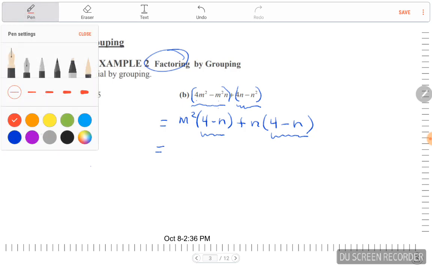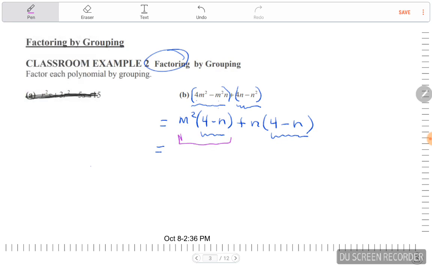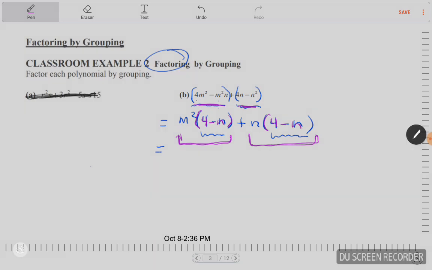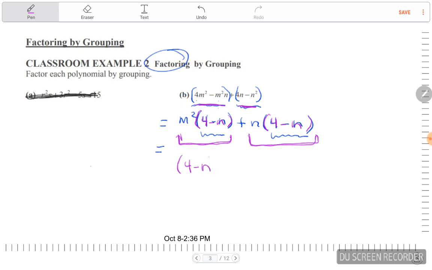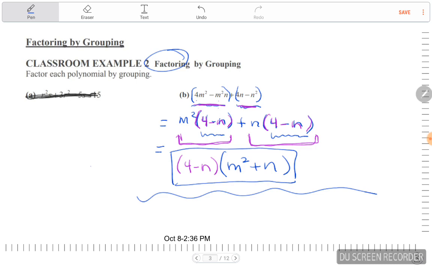That gives me confidence that things are moving in the right direction. And now I am considering each one of these groups. So just like before I tried to make these into two grouped terms, now I have another set of terms. And what I see is that the quantity 4 minus n is common to each of my terms. So I'm going to pull that out and put the rest into parentheses: m squared plus n. And that's my answer. And again, we always check, you should be doing it every single time.